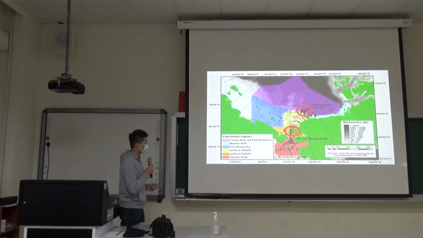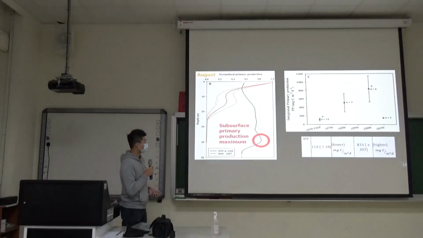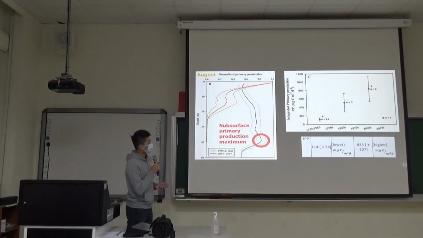This is the central channel of the southern Chukchi Sea, and the north part is the Hanna Shoal section. First, in the central channel of the southern Chukchi Sea, we have collected data since 1960, but we can see they were mostly collected in 1959 and 2004 to 2007. So we use this data, and in this right figure, the X axis is time, and the Y axis is the IPP.